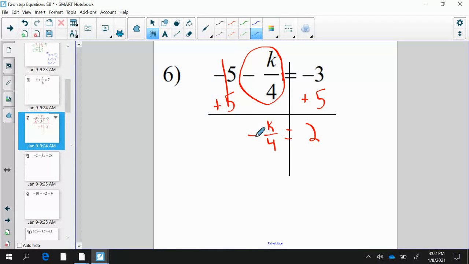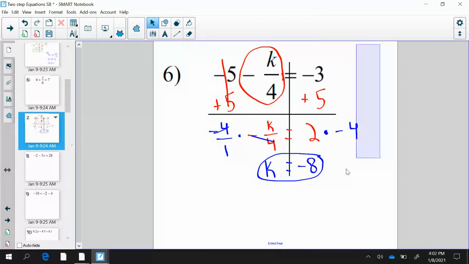To get rid of this negative and to get rid of this 4, we have to multiply, because this is division, we have to multiply by a positive 4. I'm sorry, a negative 4. My apologies. We have to, because a negative times a negative is positive. So we're going to multiply this side by a negative 4. A negative 4 times a negative 4, those cancel out, those cross cancel. And a negative times a negative is positive, so k equals negative 8. And we can circle.